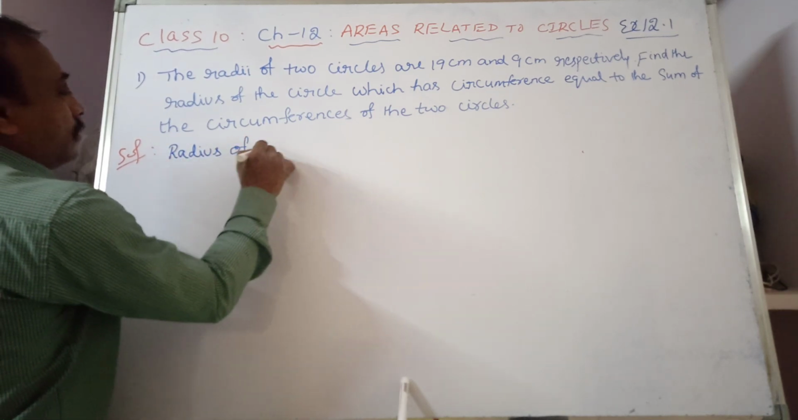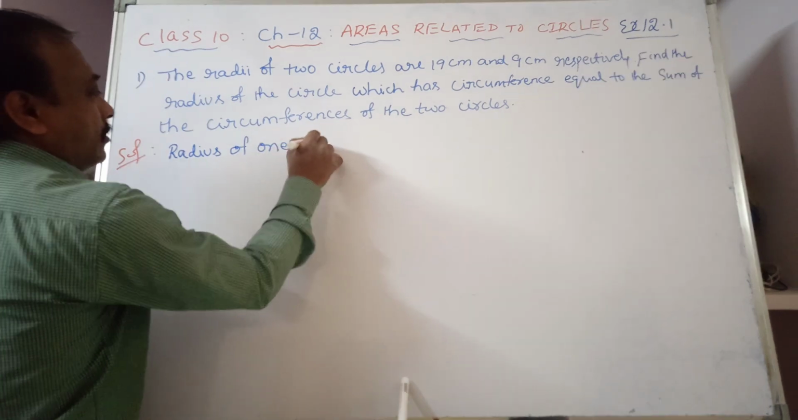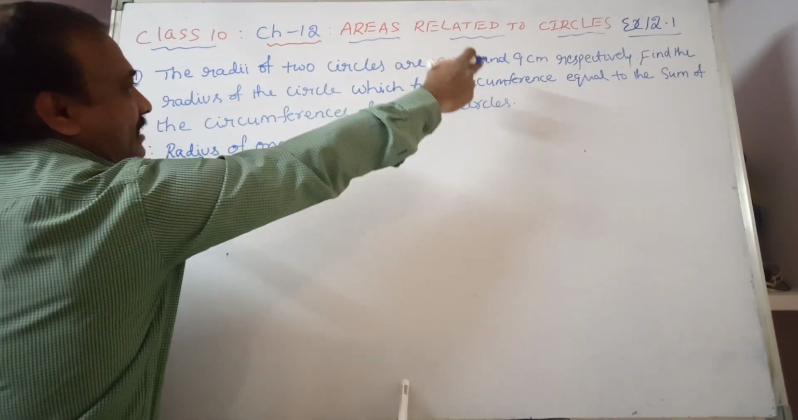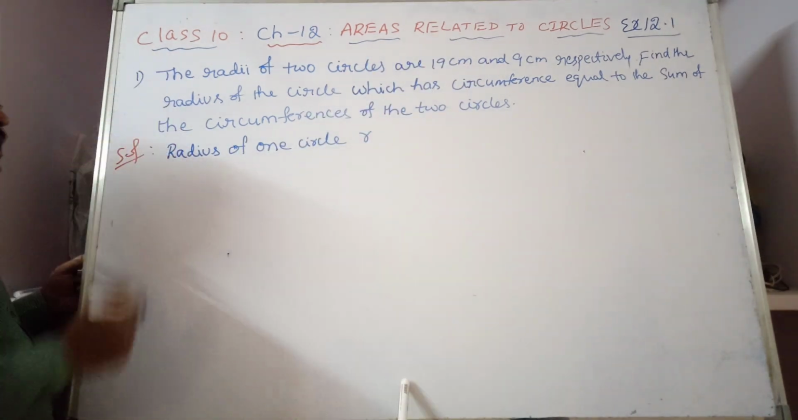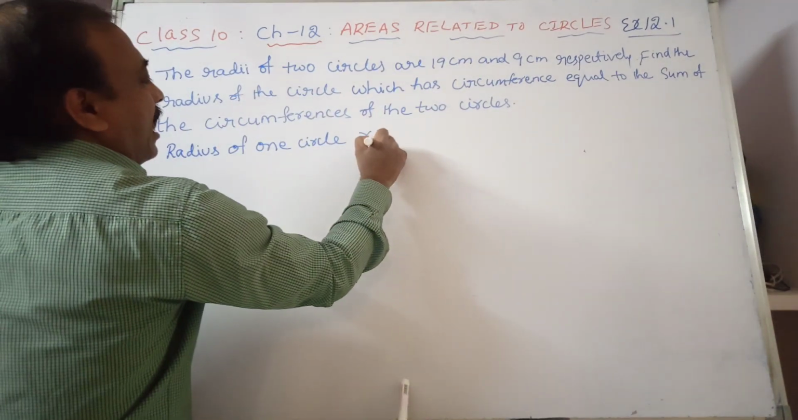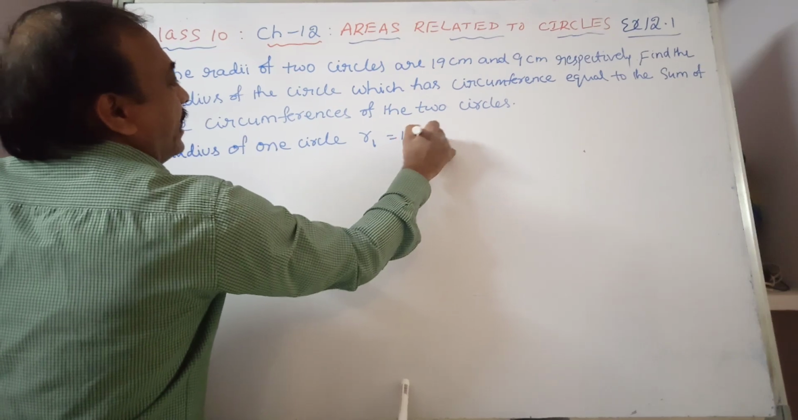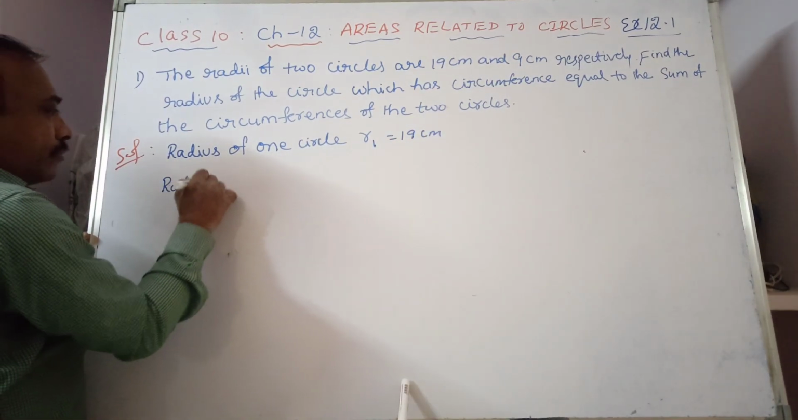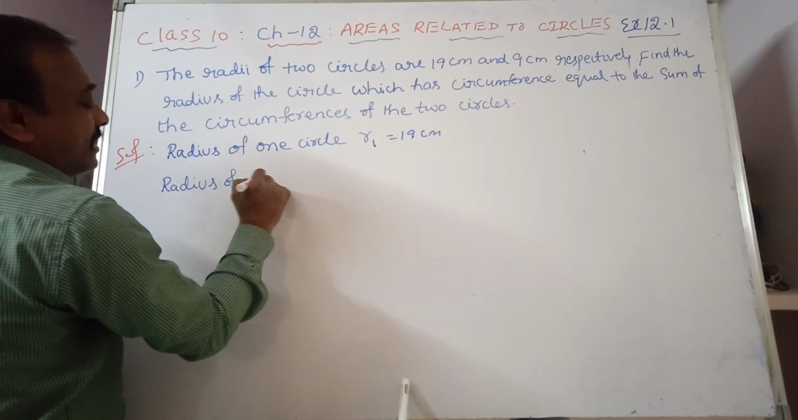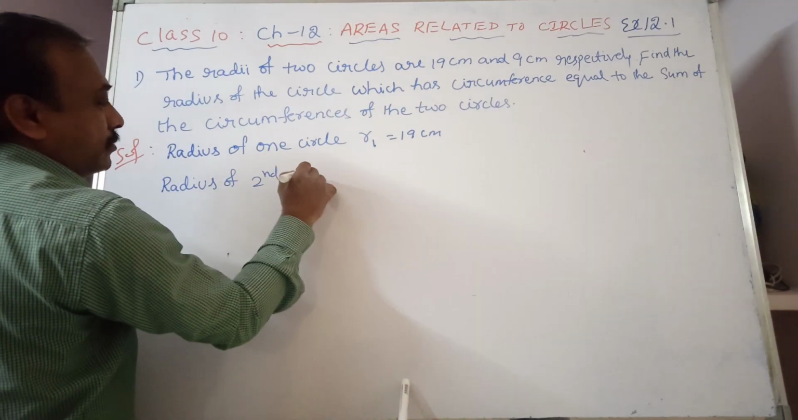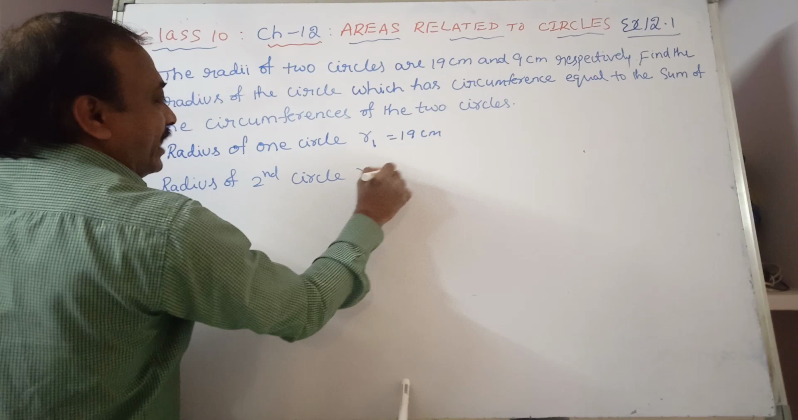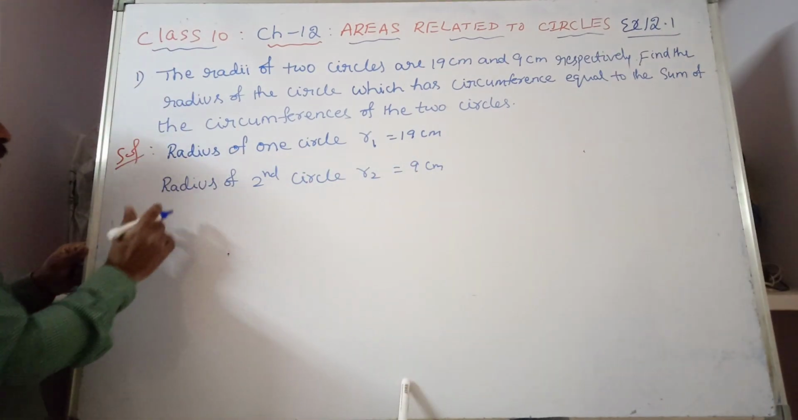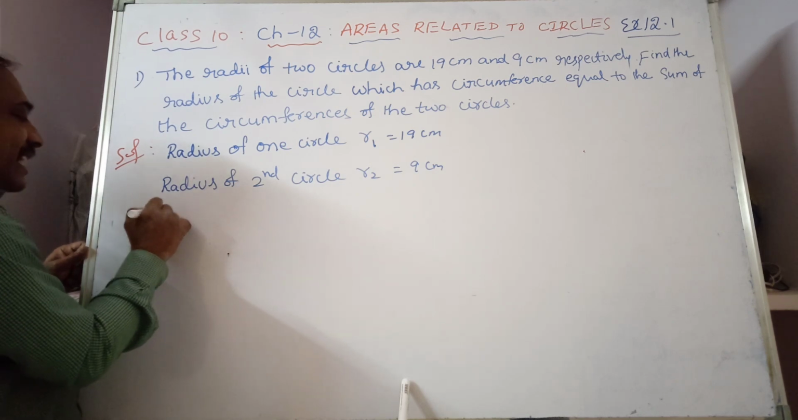Radius of one circle. We denote, because we have too many. One is here, one is 9 cm, another one a big circle. So we are denoting with R1 is equal to 19 centimeters, the radius of the second circle, which we are denoting R2, which is equal to 9 centimeters. Now we have to find out the radius of the bigger circle.